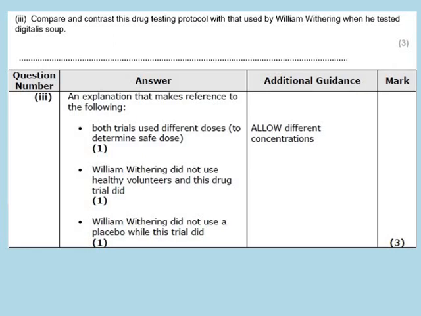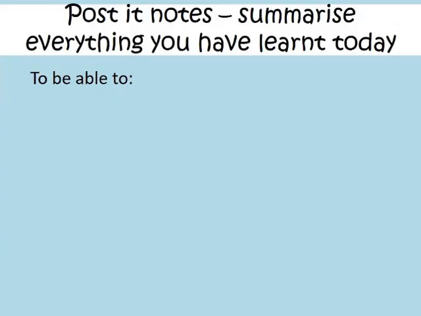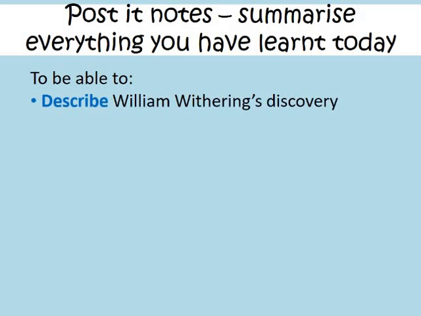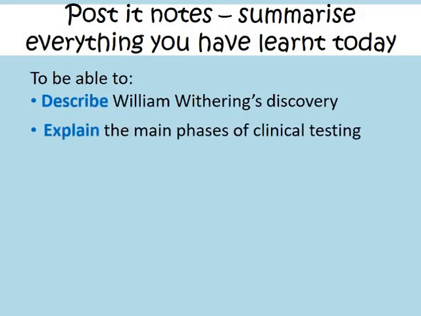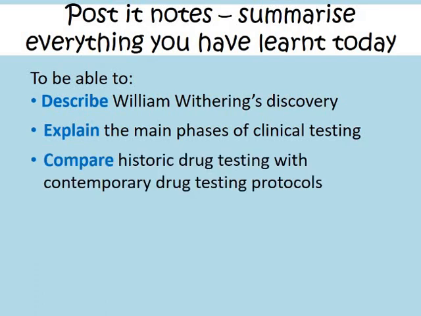So score yourself out of all of those marks in total and give yourself a summary. To bring everything together today, you need to be able to describe William Withering's discovery. We need to explain the main phases of his clinical testing and our clinical testing. We also need to compare the similarities and differences between his study and ours. So grab a post-it note or just jot something down on your word processors or paper if you've got a bit nearby. Compare those 2.